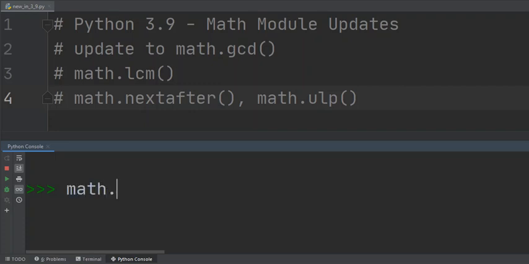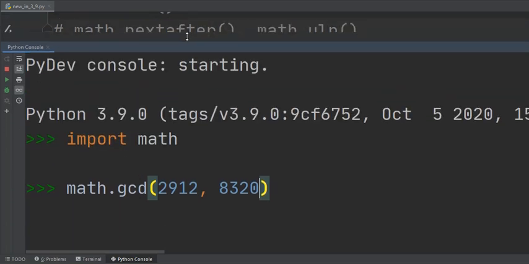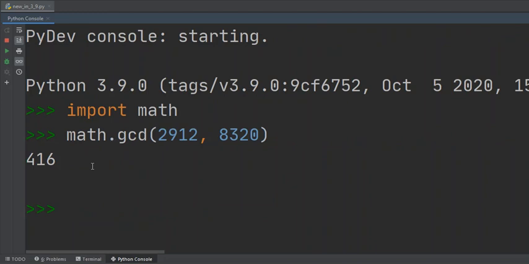So you could do math.gcd of, say, 2912 and 8320, and you would see that the greatest common divisor between those is actually 416, because 2912 divided by 416 is going to be 7, and 8320 divided by 416 is going to be 20.